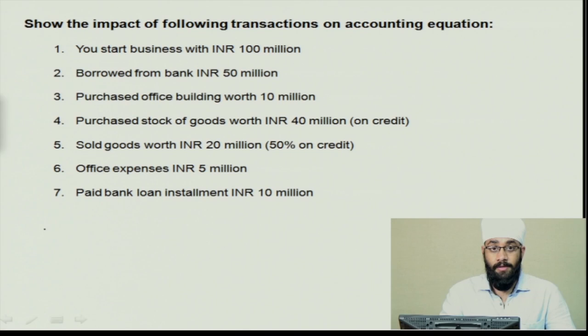Next up, what we are going to do is have a look at a list of transactions and get introduced to something called accounting equation and see how these transactions impact the accounting equation. This is a list of transactions that any business will have. We have 7 transactions here, and we are going to analyze these transactions and see what is the impact that these transactions have on the balance sheet of a firm.